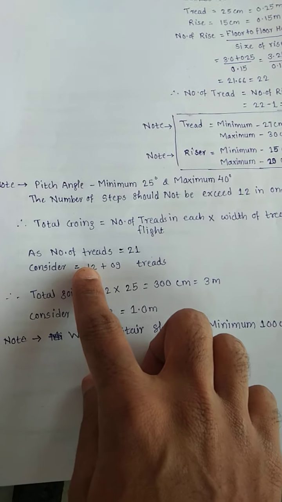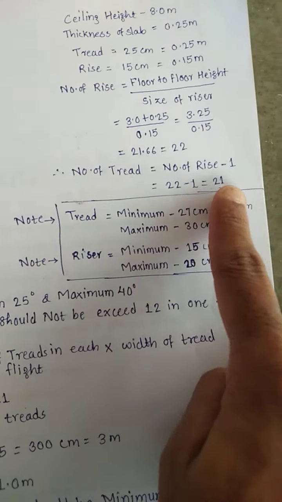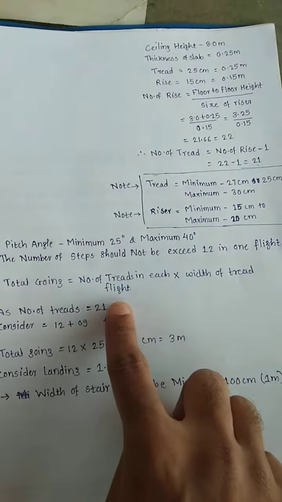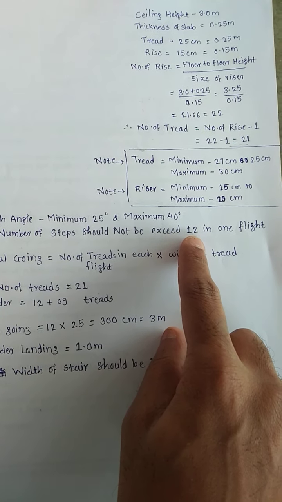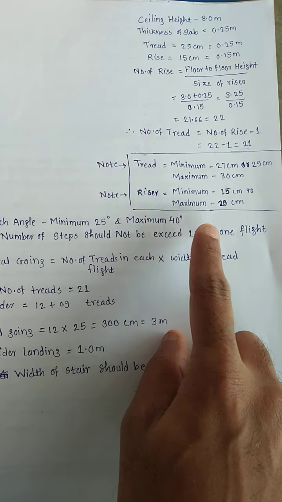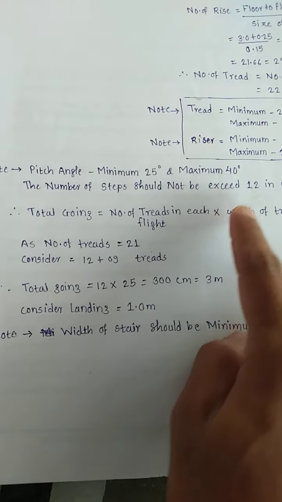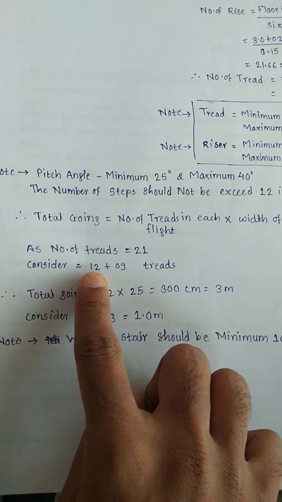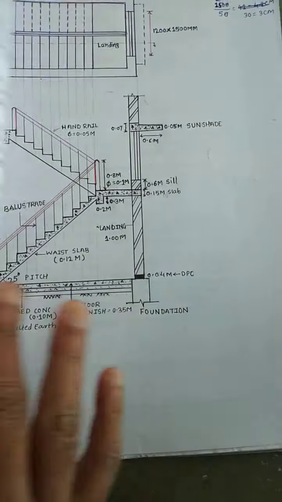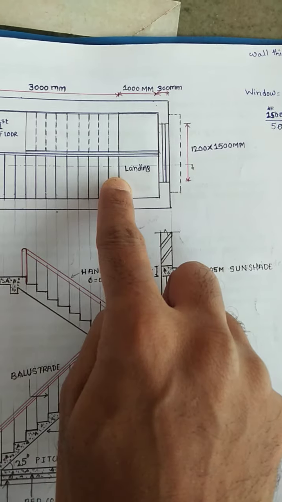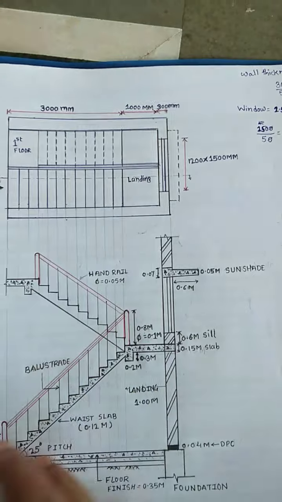Then, as we calculated, the number of treads is 21, and it is noted that in one flight 12 treads should be taken. So 21 minus 12 is 9. For one flight it is 12 and on the second flight it is 9. You can observe here it is 12 treads and here it is 9 treads. So 12 plus 9 is equal to 21.